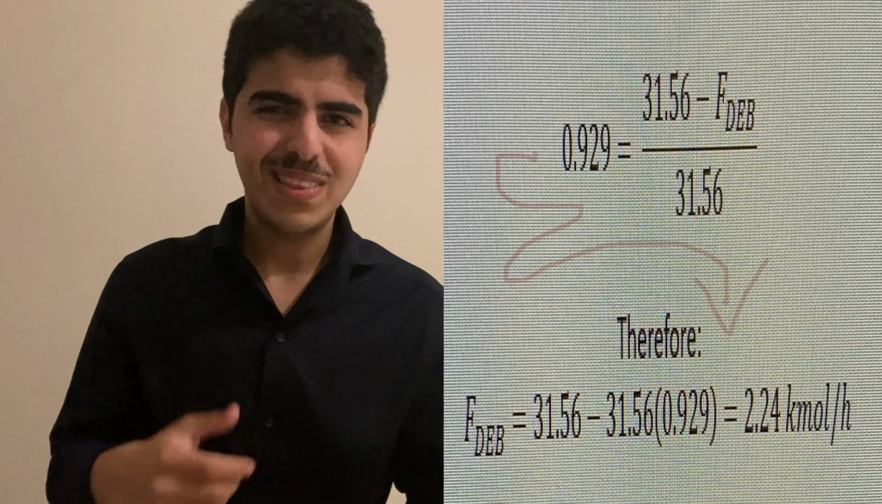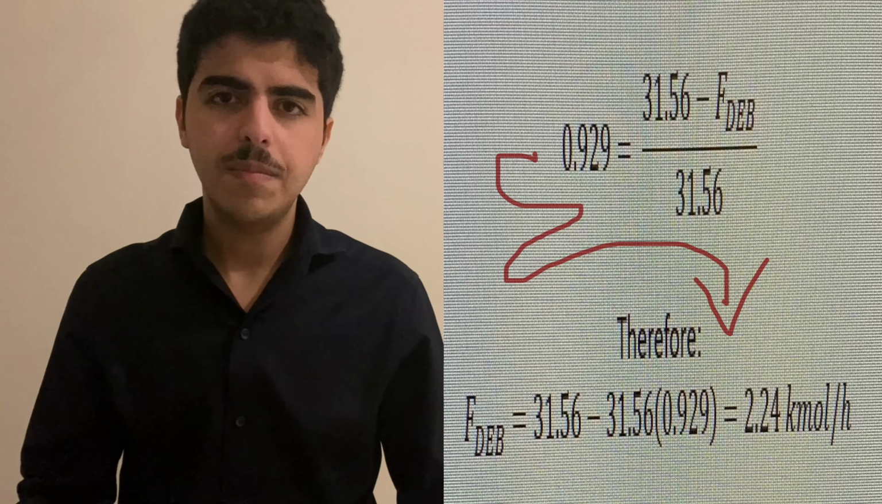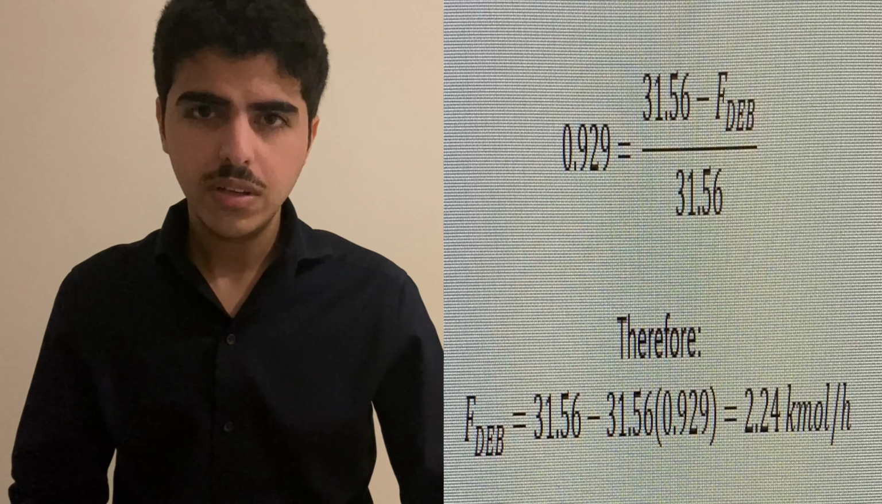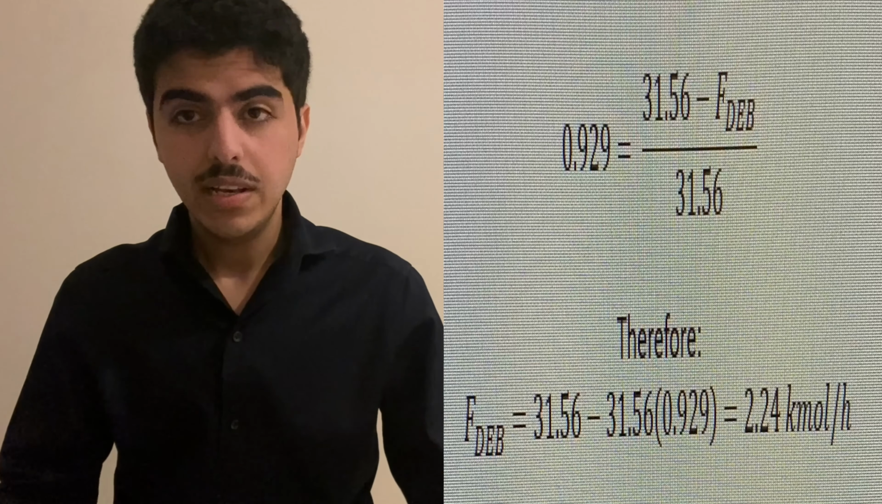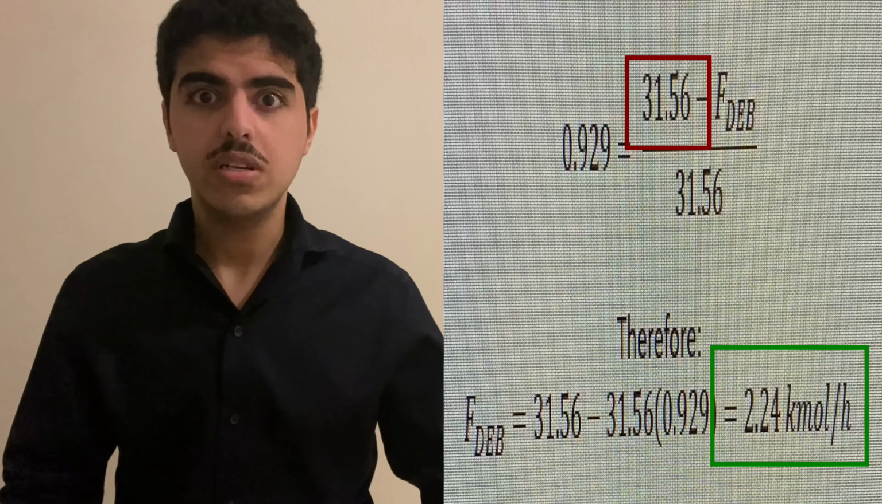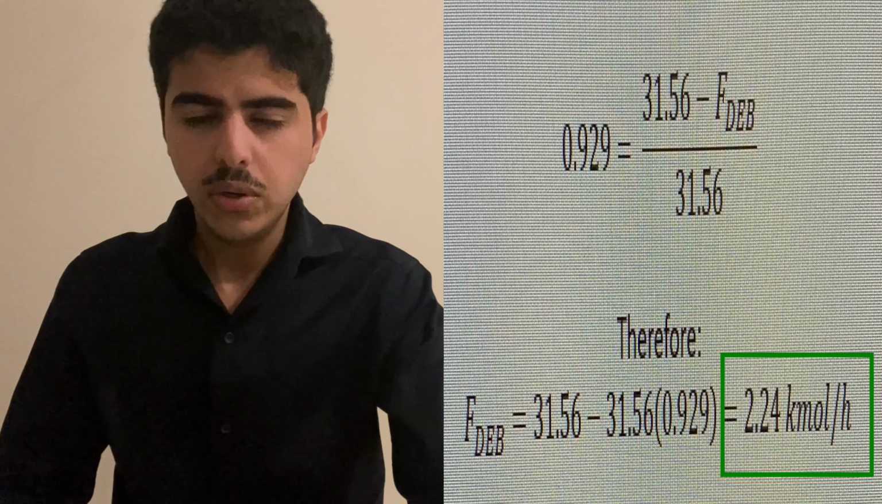We will manipulate the equation to find the flow of diethyl benzene leaving the reactor, and it should be much less, because the conversion is 92.9, it is 2.24 kilomole per hour. And yes, I said conversion because we only calculate what comes and leaves out of the limiting reactant. This applies to all the three methods, but you can't depend on conversion to calculate the other chemicals if you have more than one reaction.